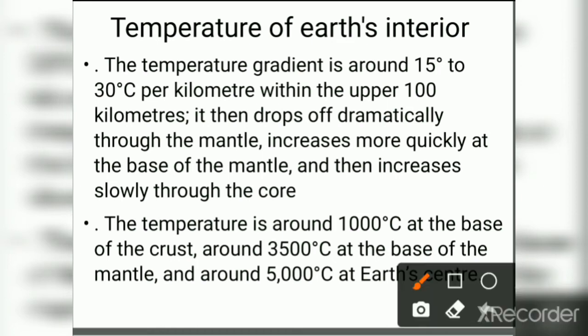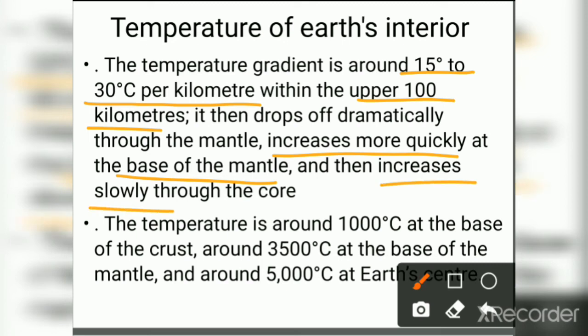Now, the temperature of the Earth's interior. The temperature gradient is about 15 to 30 degrees Celsius per kilometer within the upper 100 kilometers. It then drops off dramatically through the mantle, increases more quickly at the base of the mantle, and then increases slowly to the core. The temperature is around 1000 degrees Celsius at the base of the crust, 3500 degrees Celsius at the mantle, and around 5000 degrees Celsius at the center of the earth.